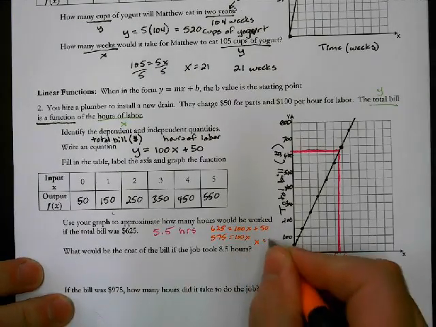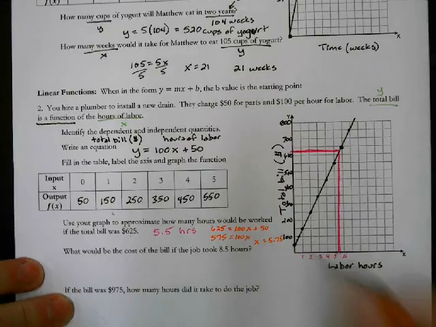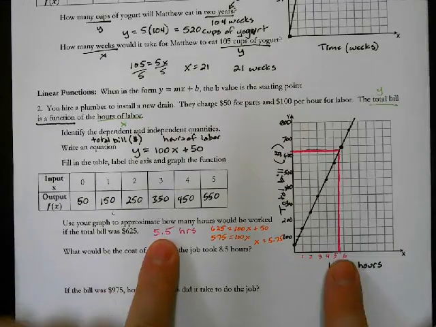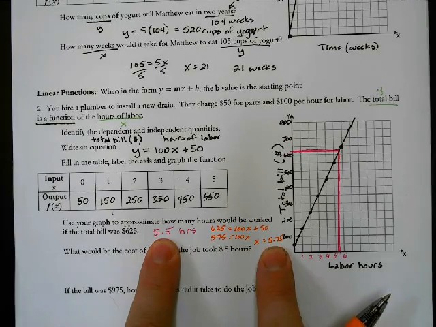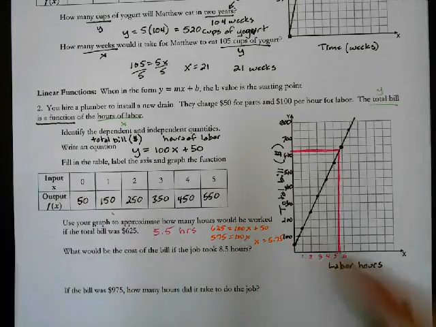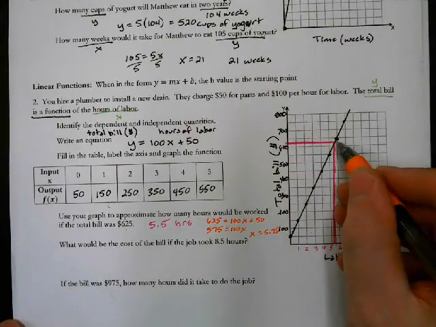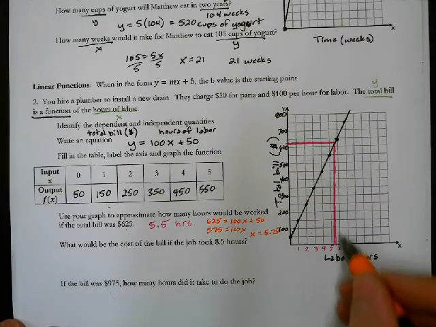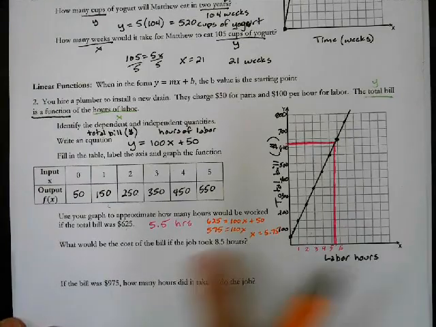Okay, so I was off a little bit. My guesstimate was 5.5 hours, but the actual answer using the equation is 5 3/4 of an hour. Okay, so sometimes when we use our graph to find things, maybe it's not as accurate as if we actually use the calculation. There you go.